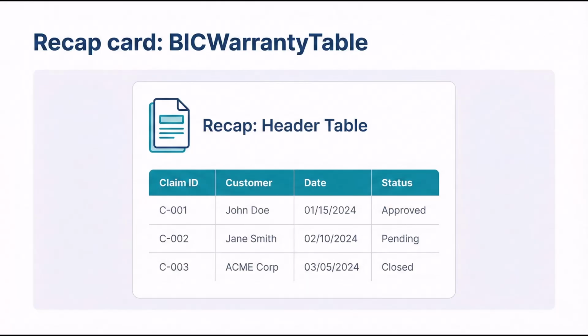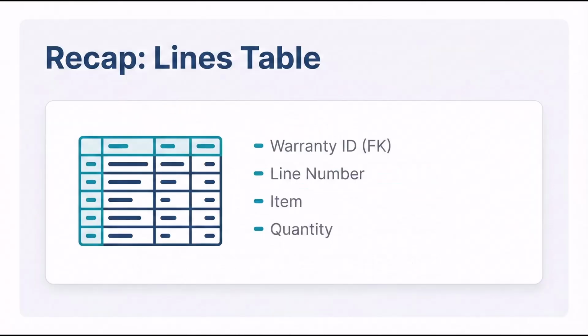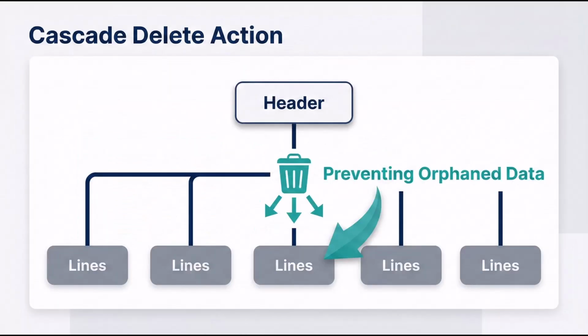Alright, to recap what we built today, we created a header table BICWarrantyTable with fields for the claim ID, customer, date and status. We created a lines table BICWarrantyTrans with a foreign key back to the header plus line number, item and quantity fields. We defined a one-to-many relation between them, one header, many lines. We also configured a Cascade Delete action. This is crucial because it ensures that when a header is deleted, the system automatically cleans up all related lines, preventing orphan data from cluttering our database.